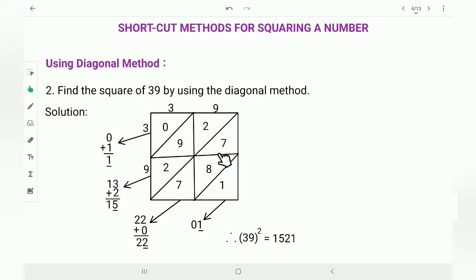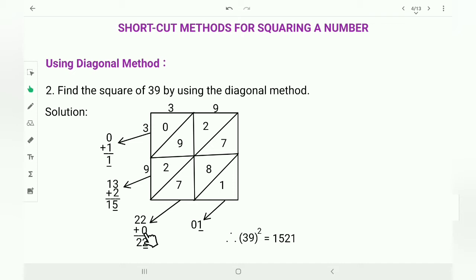Then 7 plus 8 plus 7, 22. I have written it. 2 plus 9 plus 2, 13. I have written it, and 0 is here alone, so 0. After writing it, here you have written 1 as a two digit number. You have to underline the ones place digit and carry the tens place digit and add it with the next addition.